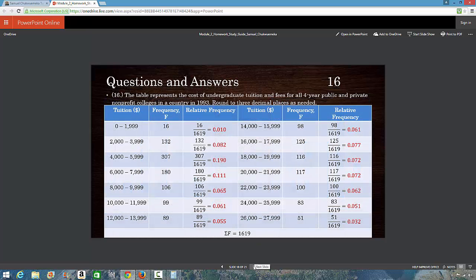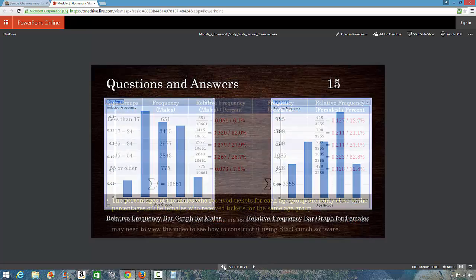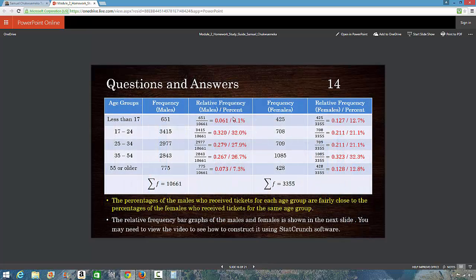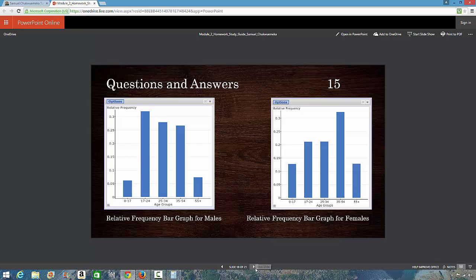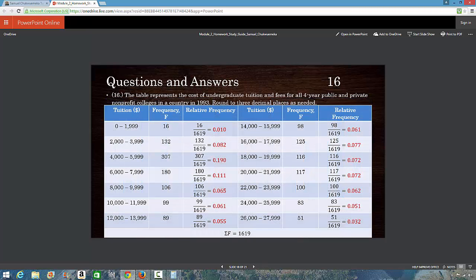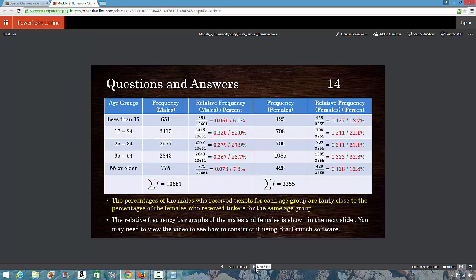Okay, so the same method is what you use for this one. I think this one they also asked for the percentages, and they asked you what do you observe. You use the same principle to graph it, using your StatCrunch software to do the relative frequency bar graph. Okay, this is also relative frequency.